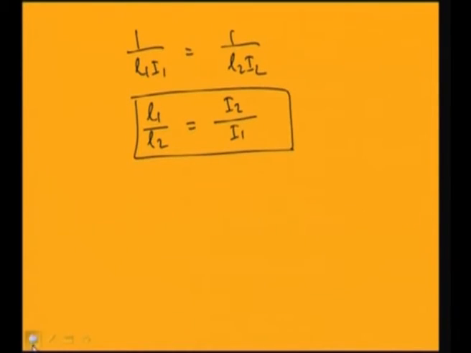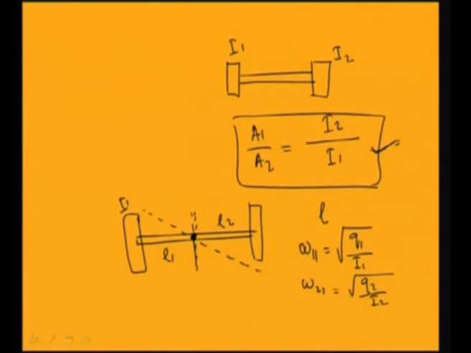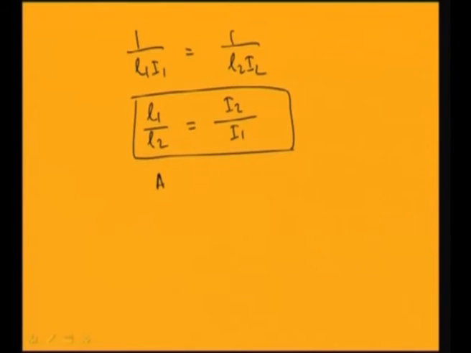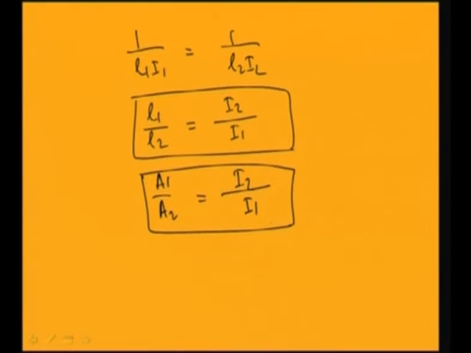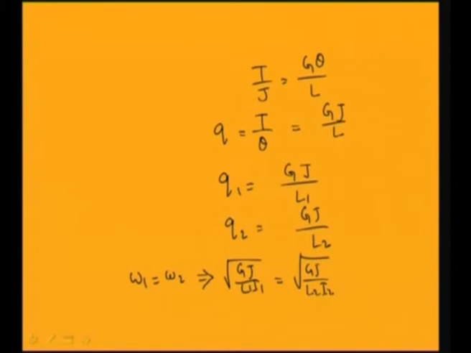And from this figure you can see the amplitude ratio will be proportional to this L1, L2. So this amplitude ratio A1 by A2 will be equal to I2 by I1. In this way you can show also that the amplitude ratio is inversely proportional to the inertia ratio, and you can find for given system parameters G, J and length of the system, the natural frequency omega also.